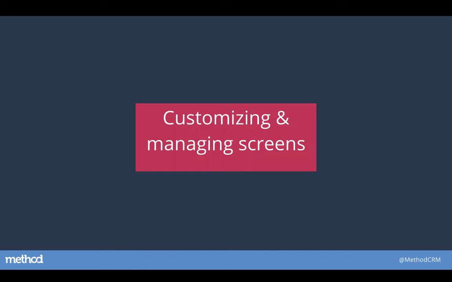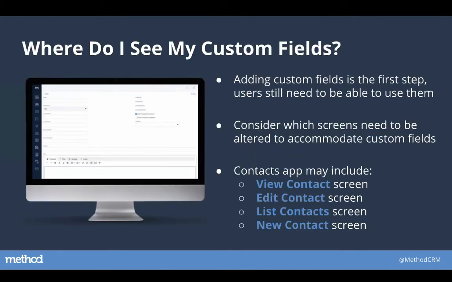The next thing that we're going to talk about, though, is customizing and managing screens. And this becomes really important because although we have added the field to Method and we are technically ready to start tracking that piece of information, we don't really have a way to see it, to interact with it, to save it, to modify it, to remove it. So the question becomes, well, I've added this. Where do I see my custom fields? Adding the field is literally the first step to tracking custom information. You need to consider which screens, and we're going to talk about that in a few seconds, need to be altered to accommodate these custom fields.